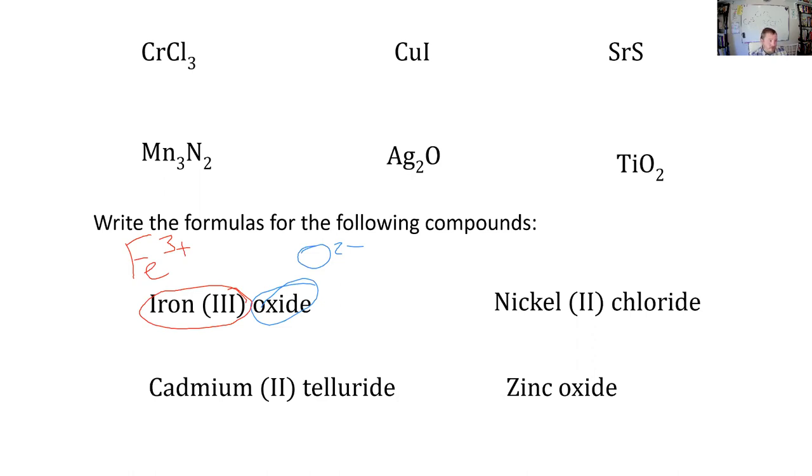And so if we want to know the formula for this compound, we need to get the right number of each of these ions so that they add up to 0. We need the lowest common multiple of these. So if we had 2 iron ions and 3 oxides, exactly. So we put a 2 there and a 3 there, they're going to add up to 0, right? So that means our formula has to be Fe2O3.